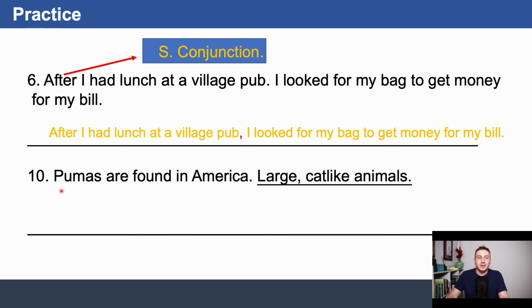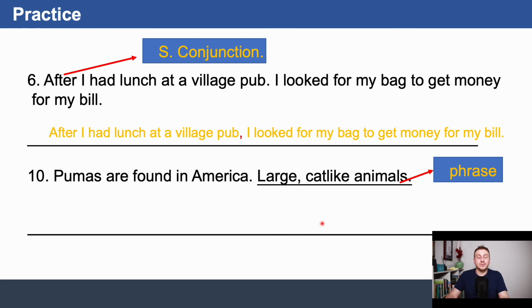Okay, the last one. Pumas are found in America, full stop. Large cat-like animals. Again, we have one sentence and another one is a phrase, right? So pumas are found in America. Right, so there's nothing wrong with that one. The problem we have is large cat-like animals. How can we change this? How can we improve this?